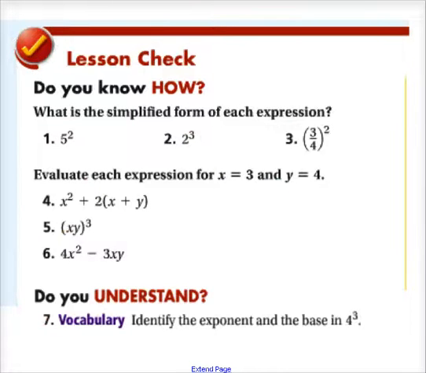All right, so I'm going to stop you there and have you work on this lesson check. Please complete 1 through 7 along with your notes and bring any questions you have about any parts of the video to class.